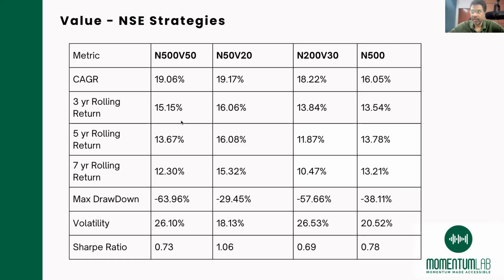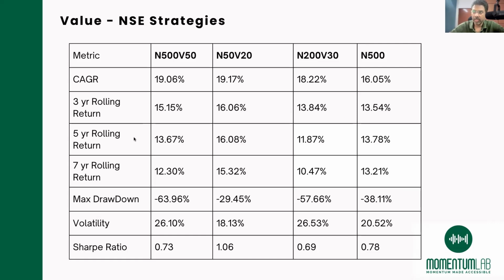We see that the NIFTY500 value 50 is at 15.15, and NIFTY50 value 20 is at 16.06. NIFTY200 value 30 is at 13.84, and NIFTY500 is at 13.54. So again, we see that out of all these four, NIFTY50 value 20 outshines pretty comprehensively compared to the other three indices.